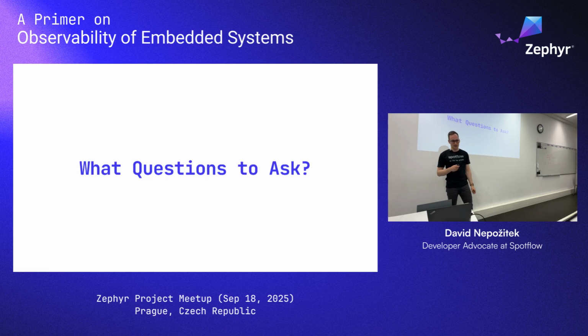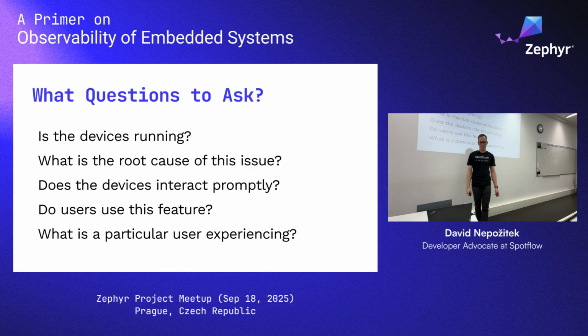But okay, let's make it a bit more real. What questions am I talking about? What should we ask? What can we ask? The questions can be very simple, like, is the device running? Has it crashed recently? What was the reason for the crash? Or some performance questions like, does the device interact promptly with the users, if it's a device which is interactive somehow?